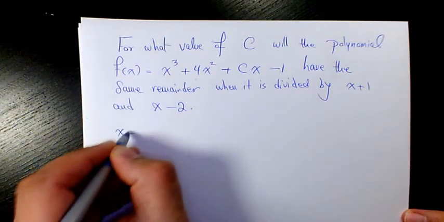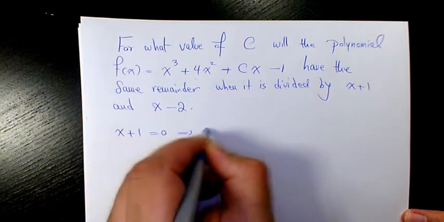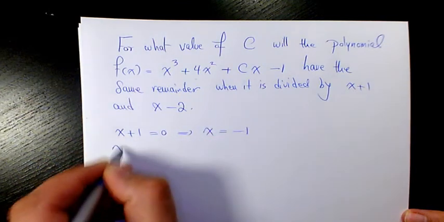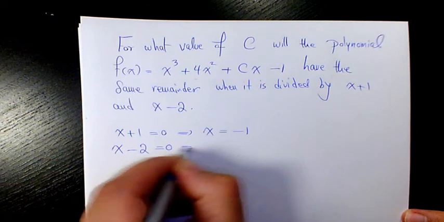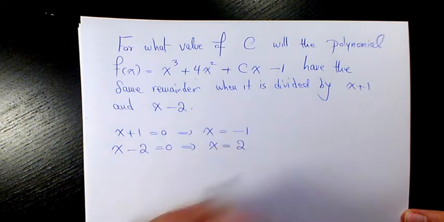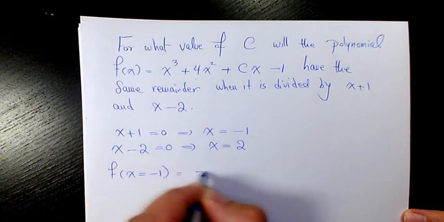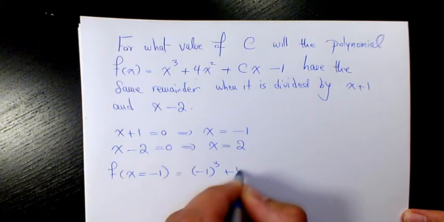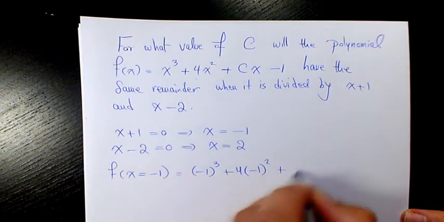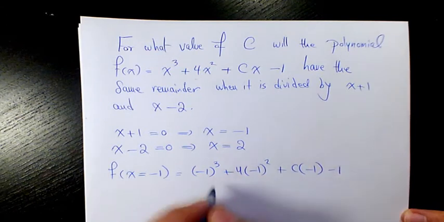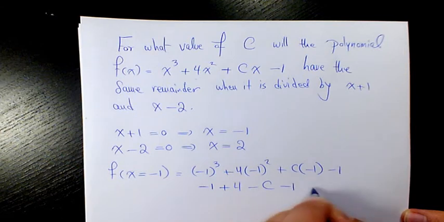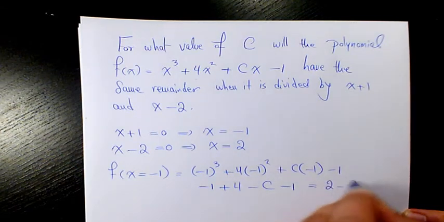So x plus 1 equals 0, so that's going to be x equals negative 1. x minus 2 equals 0, so that's going to be x equals 2. So f of negative 1 is going to be negative 1 cubed plus 4 times negative 1 squared plus c times negative 1, minus 1. That's going to be negative 1 plus 4 minus c minus 1, which is going to be 2 minus c.